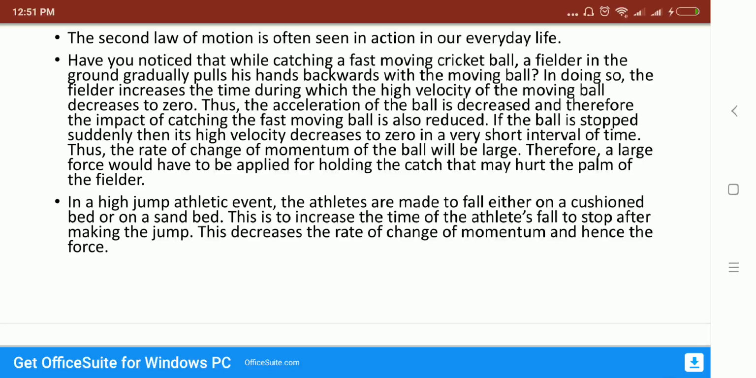As the time duration increases, acceleration is gradually reduced. So the force is reduced, so they get less harm based on the rate of change of momentum. The force is reduced, so it won't harm the athletes. So this is how, by observing a number of examples around us, we can say Newton's second law directly affects them.